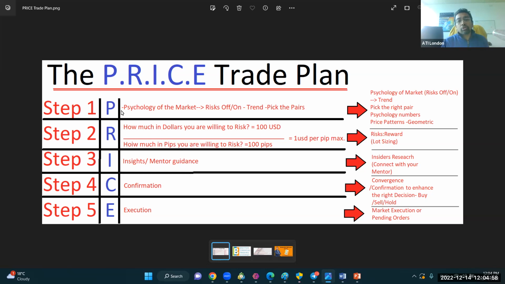Now, step two would be risk to reward. You need to understand, and that's why we have a lot of discussion with our traders and the mentors, how much you are willing to risk in terms of US dollars, and how much you are willing to risk in terms of pips, in order for you to understand your lot sizing. Your lot sizing is really important because of the match between lot sizing and what you are willing to trade with, in other words your equity, your capital, your capitalization.